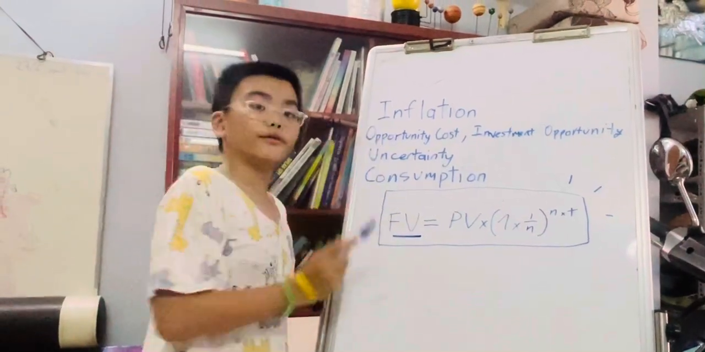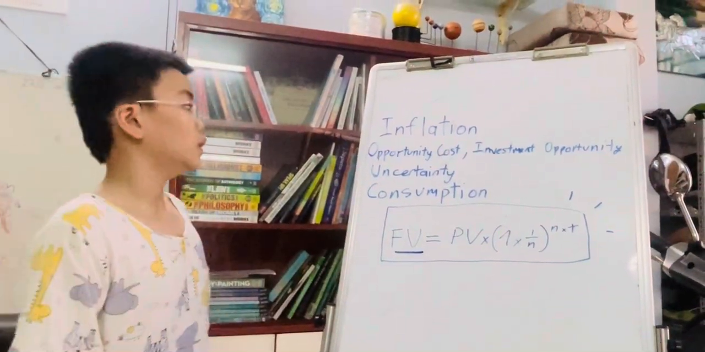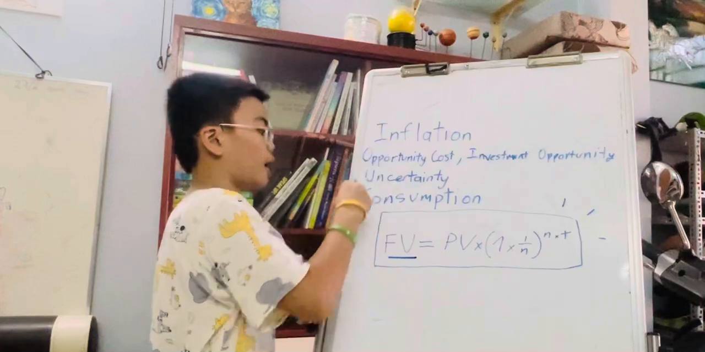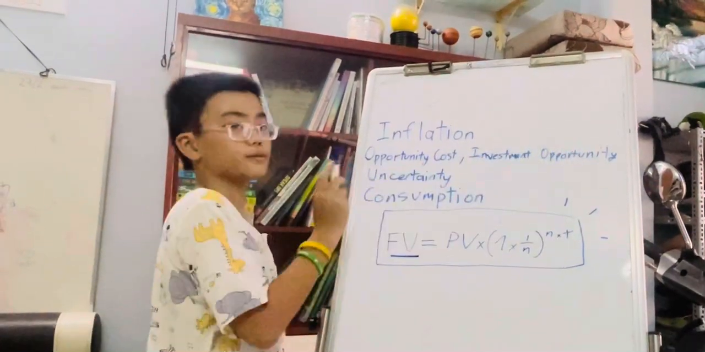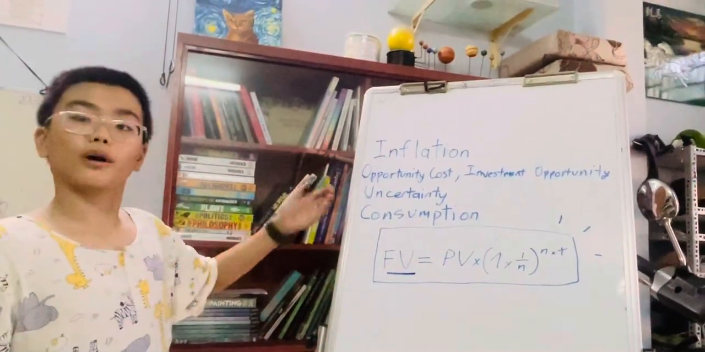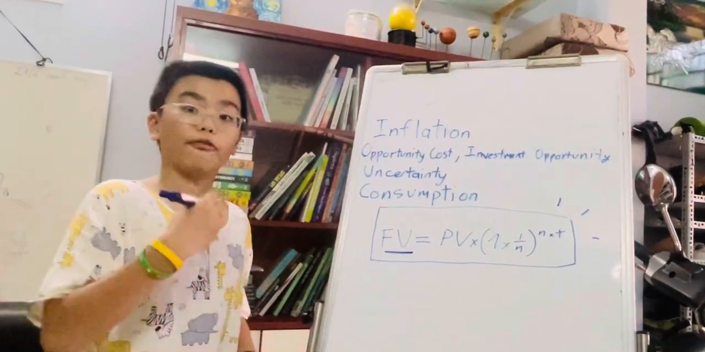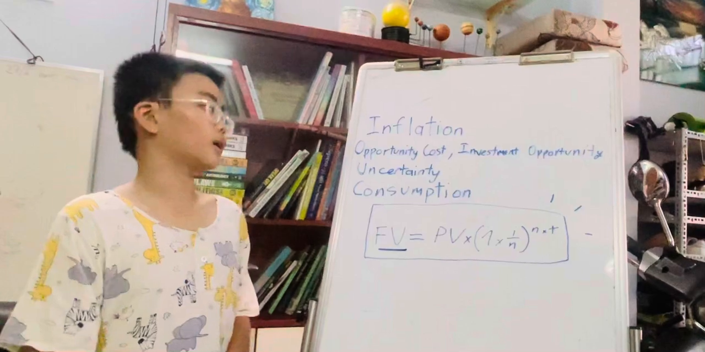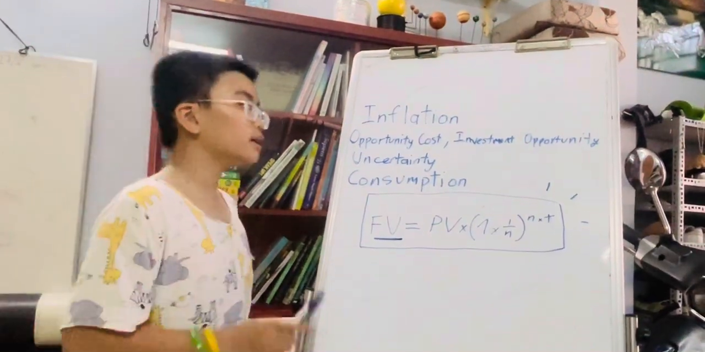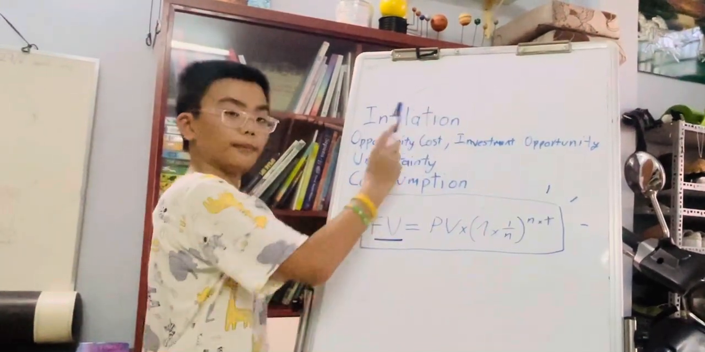So, the future value IRL is the 5 keywords on this board. These are the main parts that make up the future value or affect the future value in real life. So, what is the connection between the two of them?